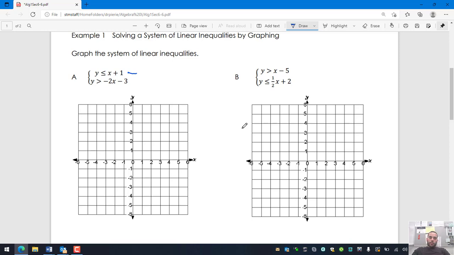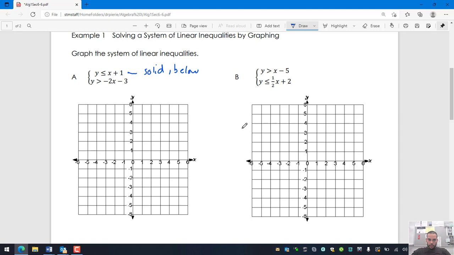So I ask myself this question. Is it dotted or is it solid? We have a line underneath, so it's going to be solid. Am I going to shade above or below? My alligator's eating the right, so I'm going to shade below. Okay. Once I have those two pieces of information, I basically just graph it like any other slope-intercept equation.